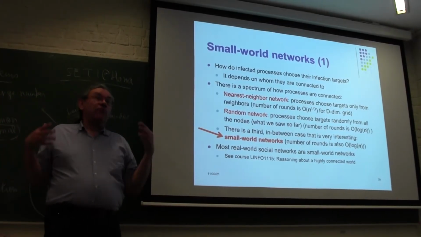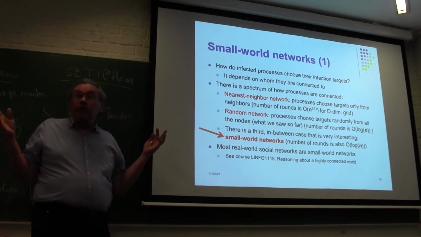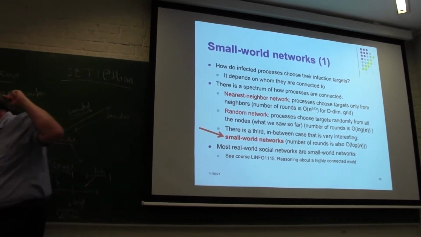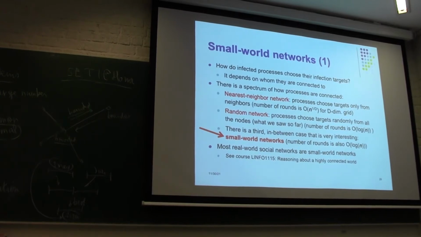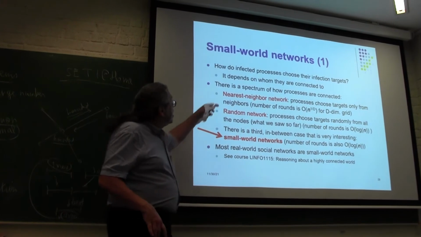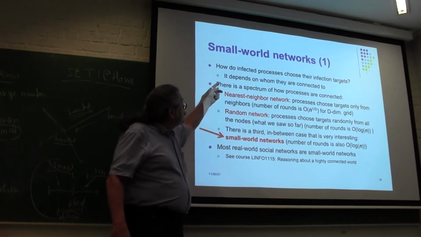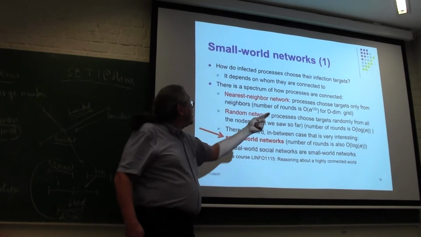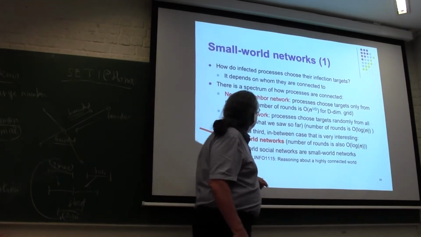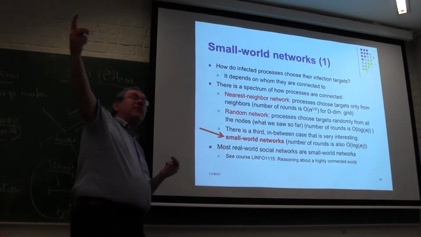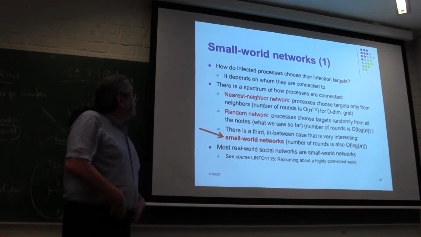On the internet or in the real world, networks are actually this kind of network. And when this was discovered, this was a major discovery, that this is a very special kind of network. Let me explain. So the question: how do infected processes choose the ones they infect, their targets? It depends on who they are connected to. Who are their friends or neighbors?